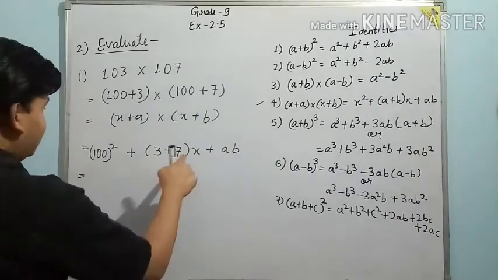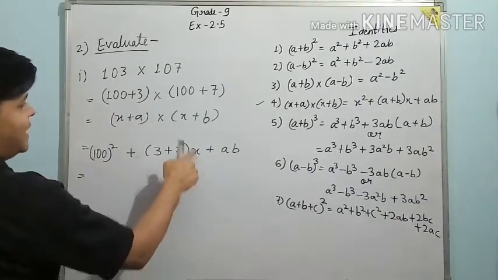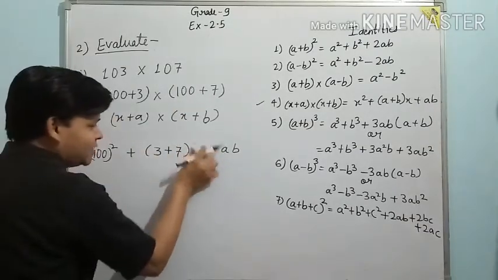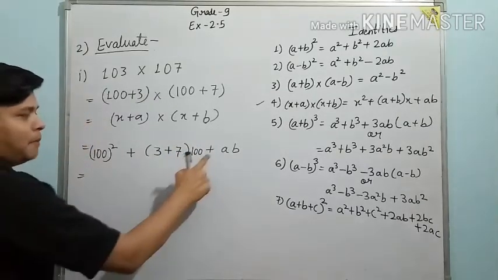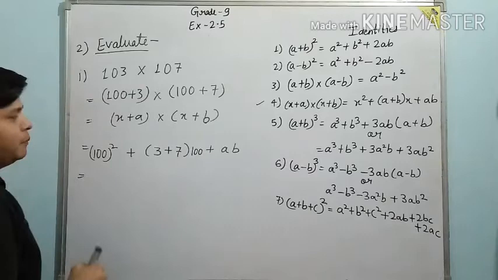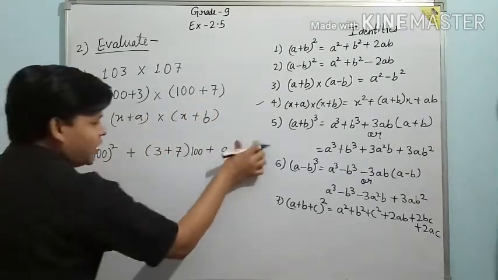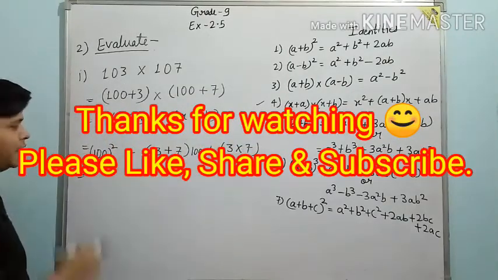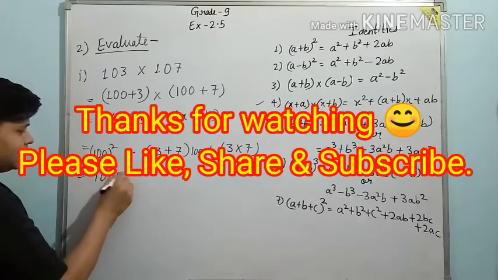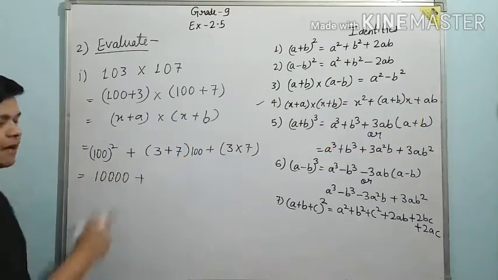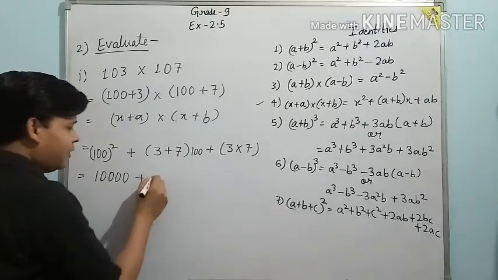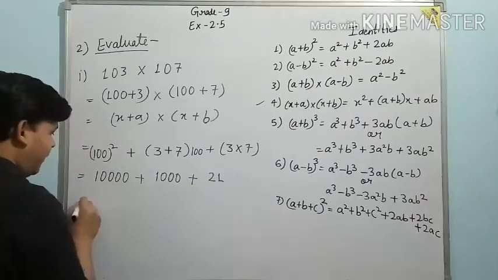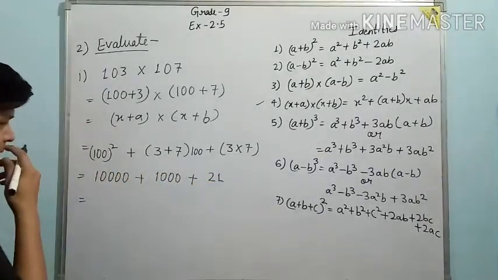So once again, what is x? X is here 100, right? As you all can see, x was 100. So once again remove this x and write here 100 plus ab. That means a multiply by b. So a is 3 and b is 7. So let's write here 3 multiply by 7 and now solve it. So square of 100 is this, plus 3 plus 7 means 10, and 10 into 100 will get here 1000, plus 3 into 7 will get here 21. So I hope you all can add these numbers and you will get the answer.